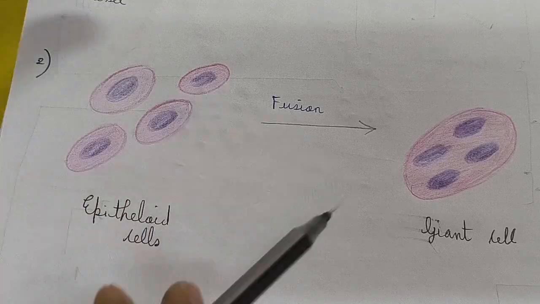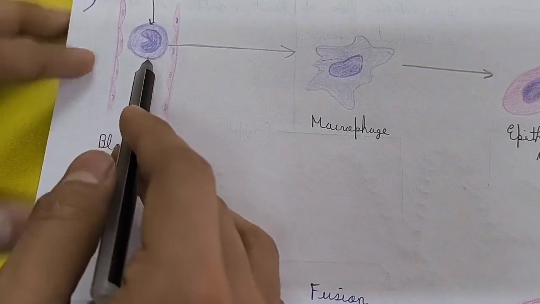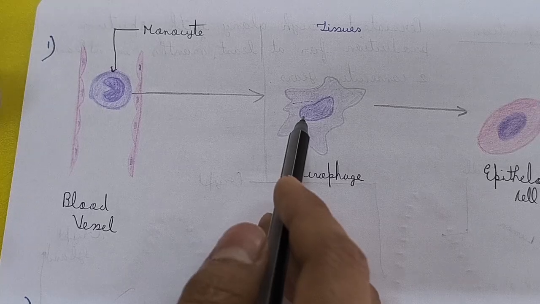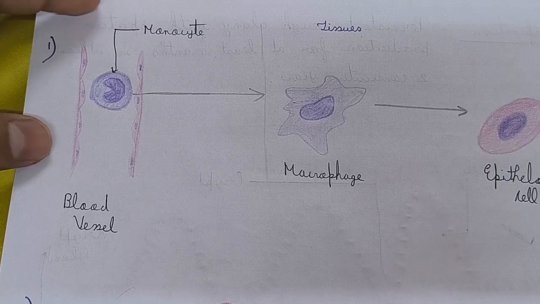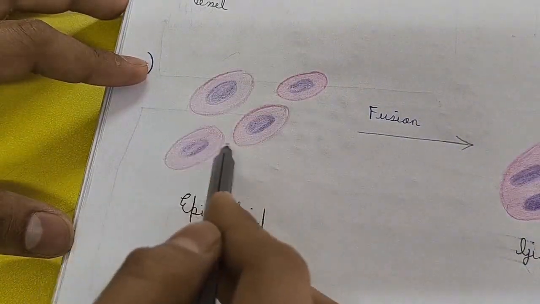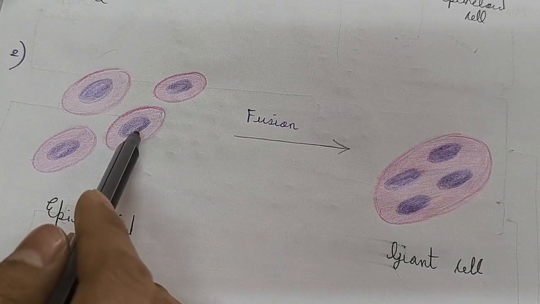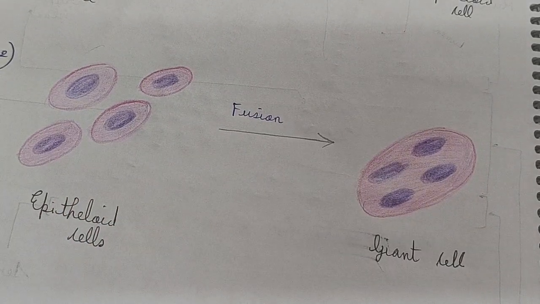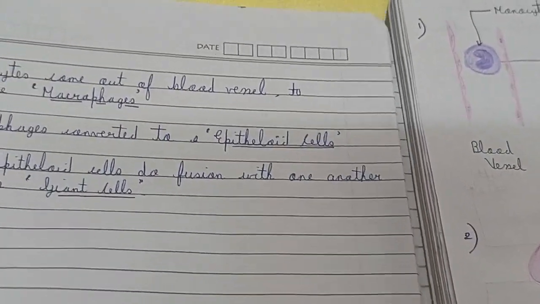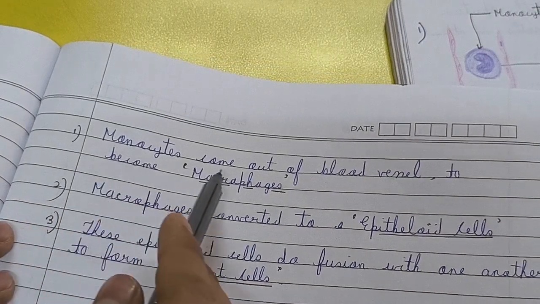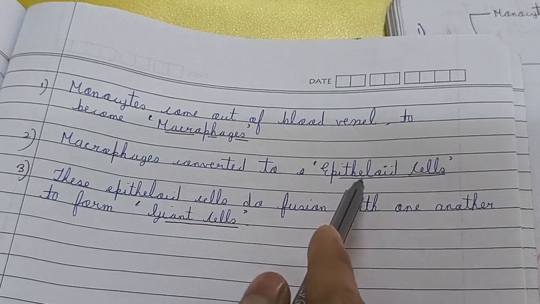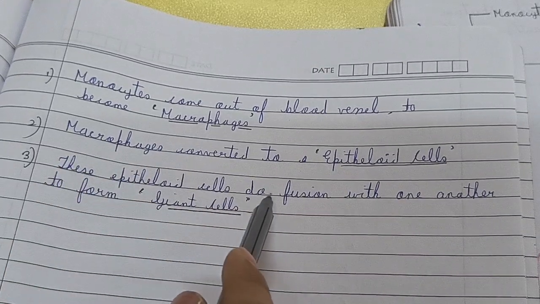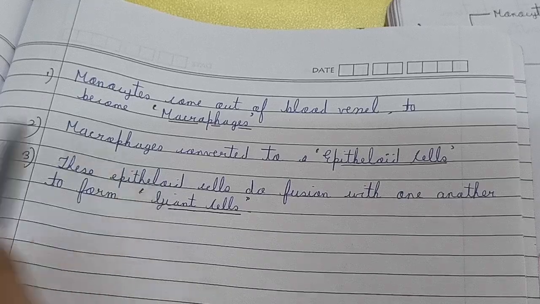So how is the epithelioid cell formed? First, monocytes come out of the blood vessel and reach the tissue region to become macrophages, and these macrophages are converted to epithelioid cells, and then all these epithelioid cells fuse with one another, and due to this fusion, giant cells are formed. And see what I have written. These monocytes come out of the blood vessel to become macrophages; next, these macrophages are converted to epithelioid cells; and third, all these epithelioid cells fuse with one another to form giant cells.